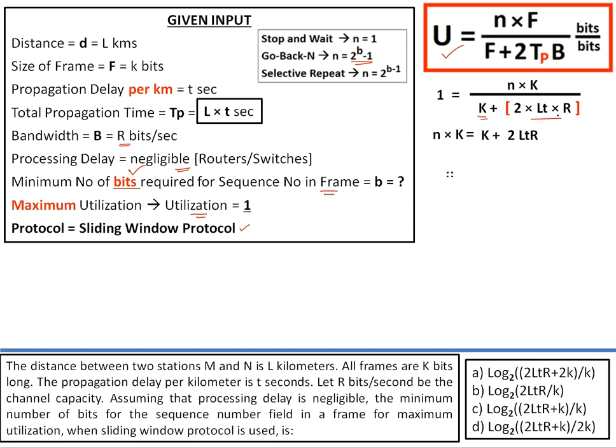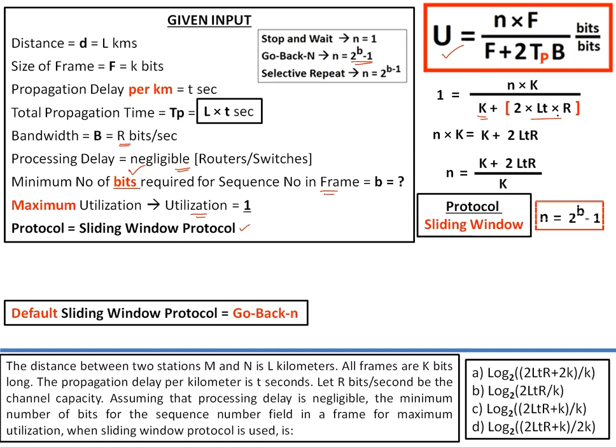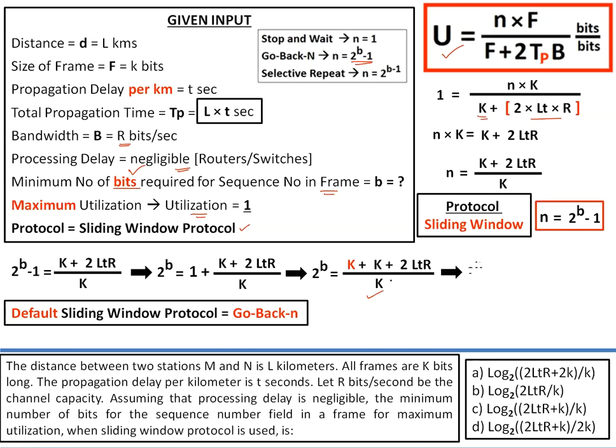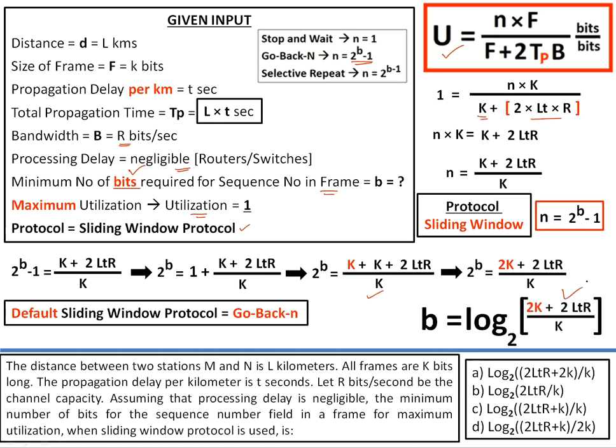k plus 2 LtR, by k. Sliding window protocol, that means go back n. N is equal to 2 power b minus 1. So 2 power b minus 1 is equal to this. This implies 1 plus, if you take LCM, this will be 2 power b is equal to 2k plus 2 LtR. That implies b is equal to log base 2 of that. So answer will be E, guys. If they don't say anything, by default you have to go for go back n, guys.